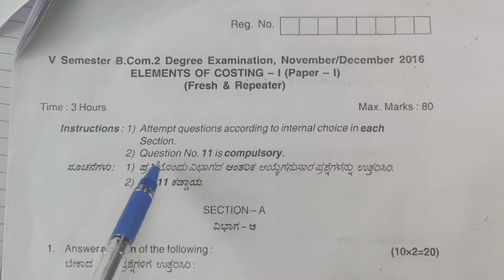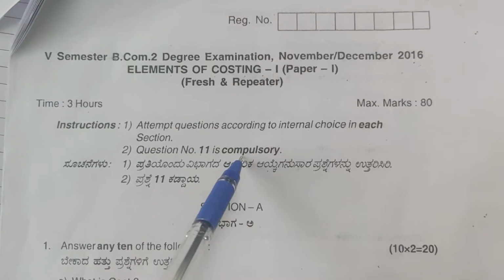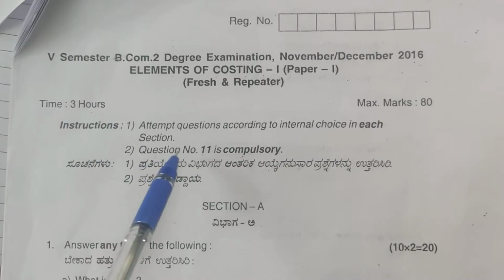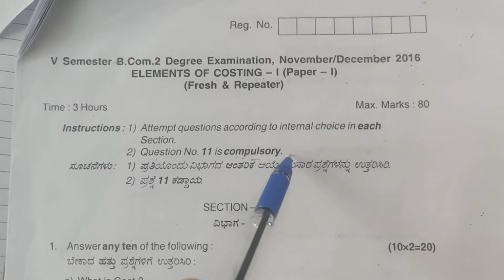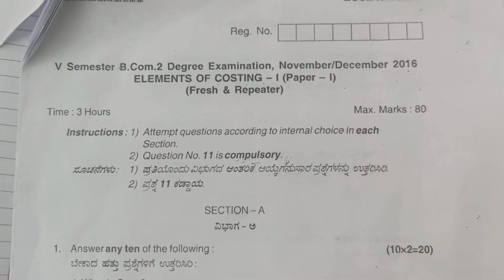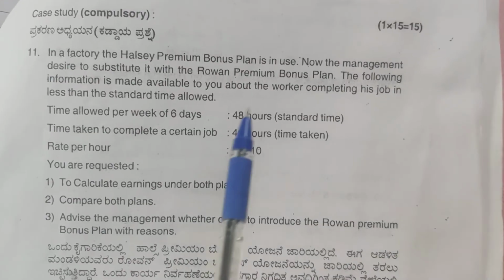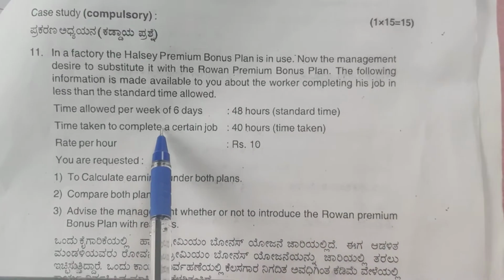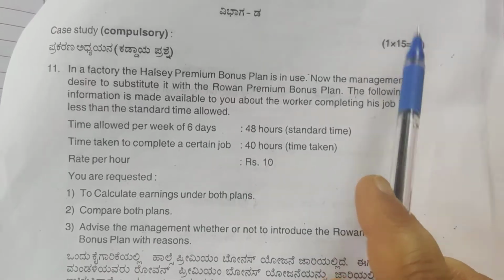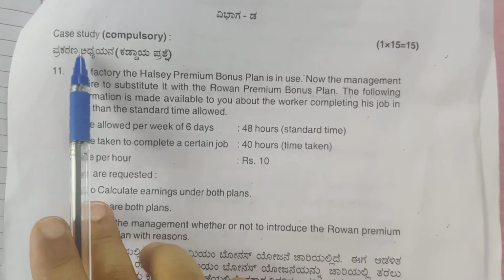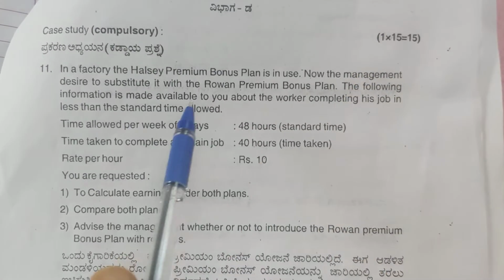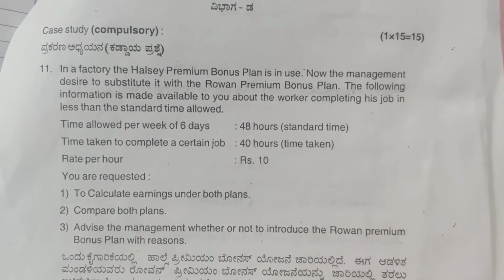The case study is question number 11, which is compulsory, as you can see in the question paper. It is the 2016 question paper, Elements of Cost. The case study is on labor cost, for 15 marks. It is a compulsory case study question. If you do not attempt this question, you will lose 15 marks.